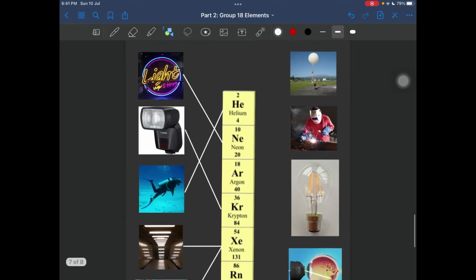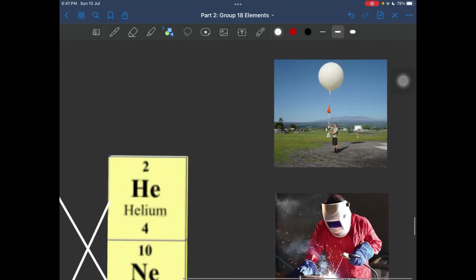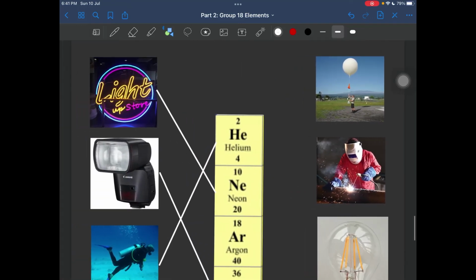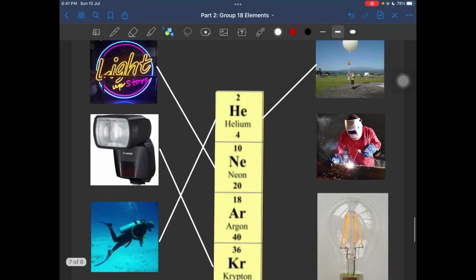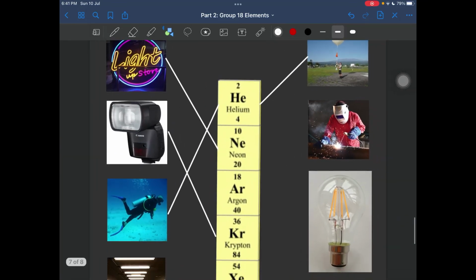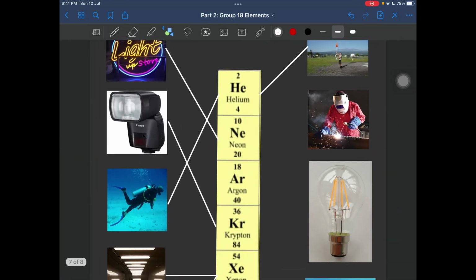Right. Now, next we have a photo of a helium balloon, right? A weather balloon. So for a weather balloon, you usually use helium gas. Next is a photo of a person welding, right? It's welding. So for welding, you use argon gas.